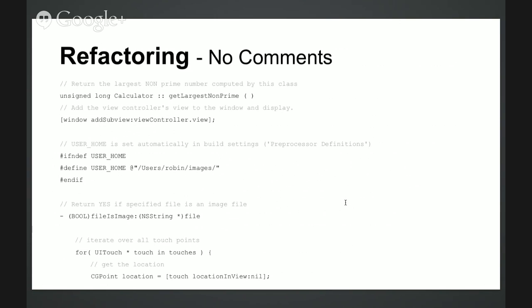You want the code to be telling your story. Avoid comments, especially these ones. They are all duplication. "I will iterate all possible touch points." Well, that's what the for does. Why do you write it? Or "add the view controller's view to the window and display." Well, that's what the code says. Why do you need to tell me? I mean, I can read the code faster than you comment.